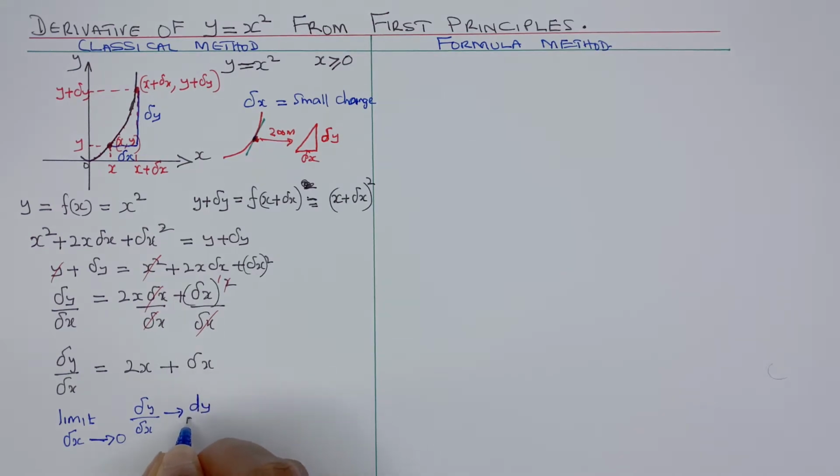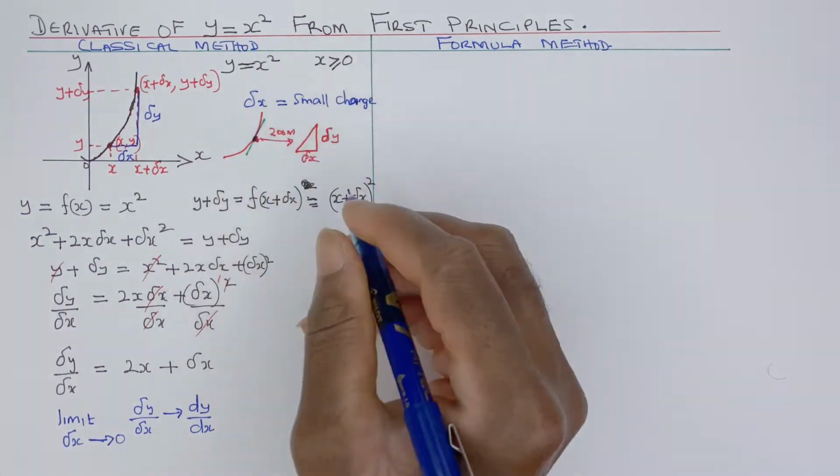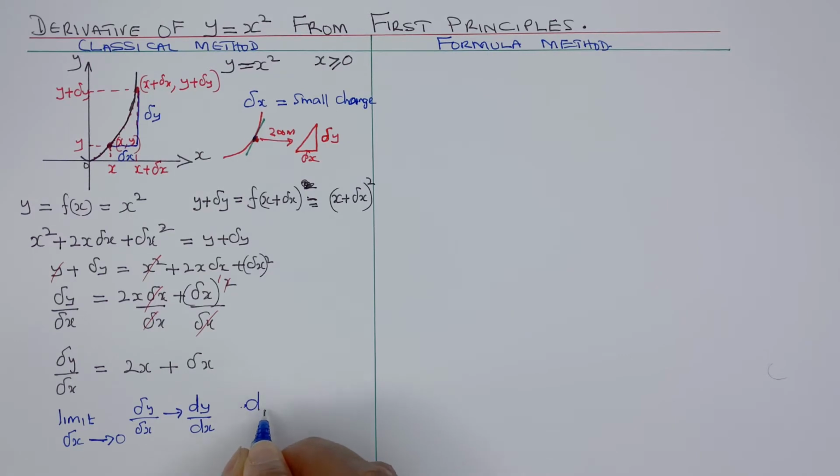dy over dx, because then it would be more like a tangent. This is now proper dy over dx. So I'll say therefore dy over dx will be equal to 2x plus 0, because delta x is now 0. So that's how we get the derivative from first principle of y equals x squared.